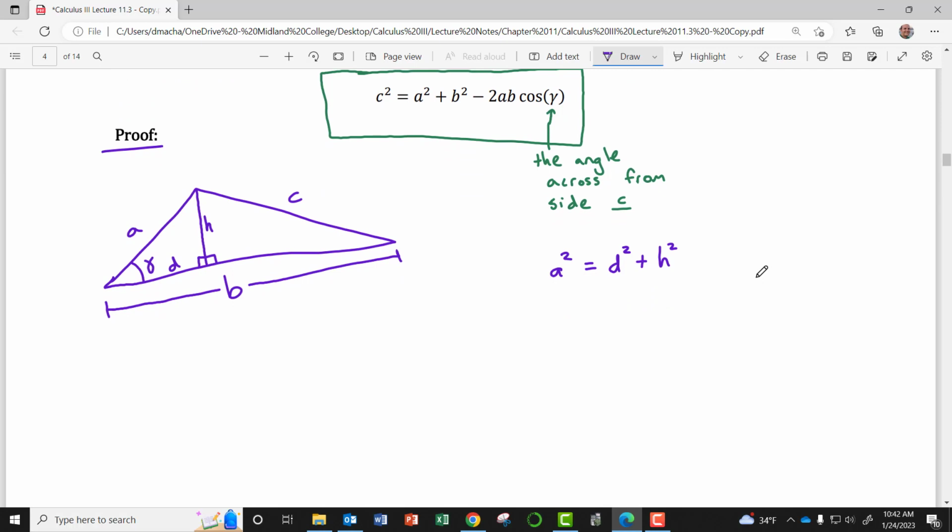Now, what would d be? How do I find the length of d? D is just going to be a times cosine of gamma, right? Because cosine of an angle is just the ratio of the adjacent side to the hypotenuse, and so that's how we come up with this equation here.